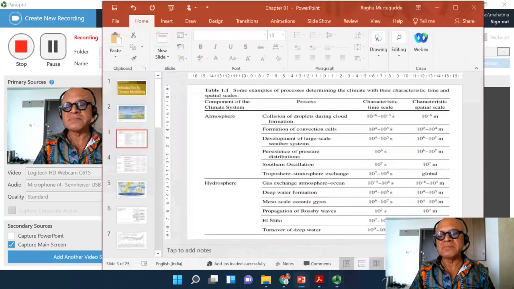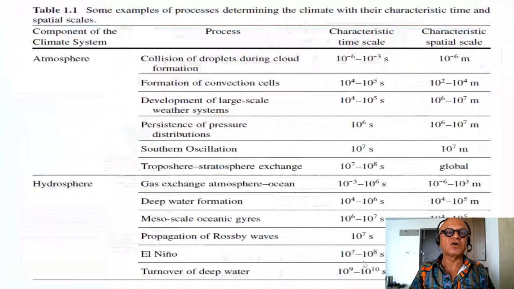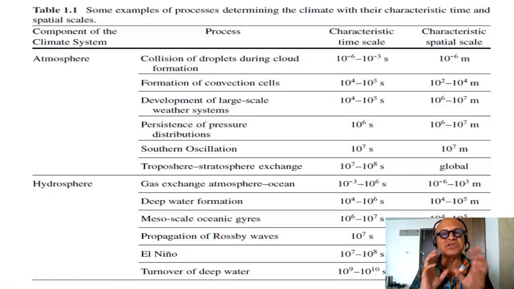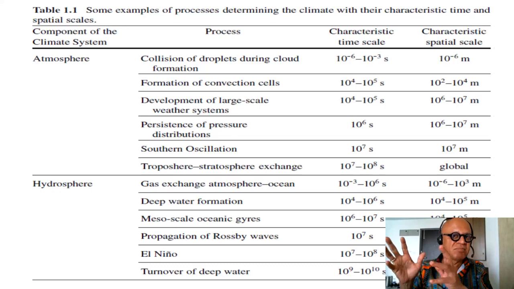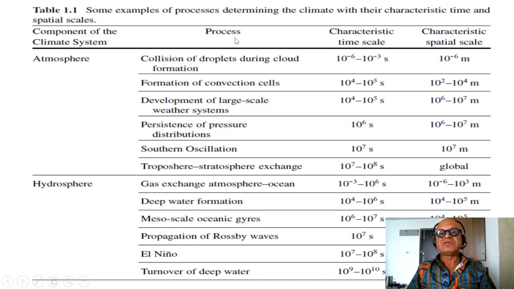Okay, let's add some specific processes of the climate system and Earth system. I'm going to use these interchangeably because the course itself is on introduction to climate science, climate change, and climate modeling, but we will use Earth system and climate system interchangeably. Here are some examples of processes determining the climate with their characteristic temporal and spatial scales.